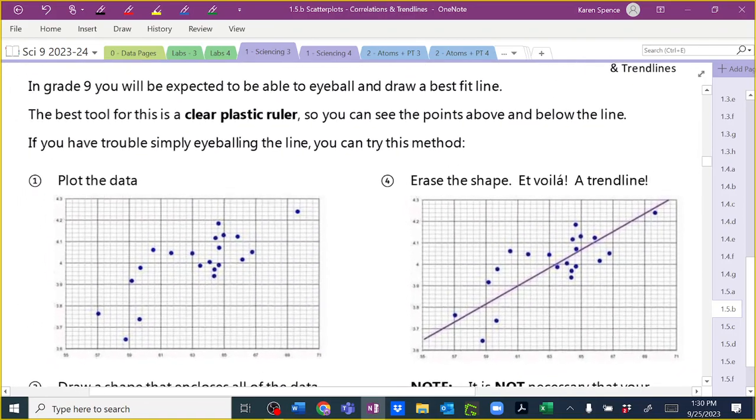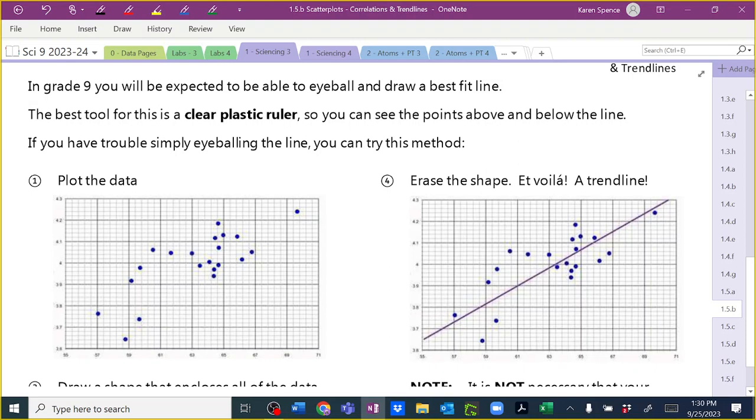Okay, in grade 9, you are expected to be able to eyeball and draw a best fit line. The best tool for this is a clear plastic ruler, so you can see the points both above and below the line. That's why we use a clear plastic ruler. If you have trouble just eyeballing it, most of the time I just take my ruler and I put it in the middle of the points and then I draw my line. And you are quite welcome to do that.